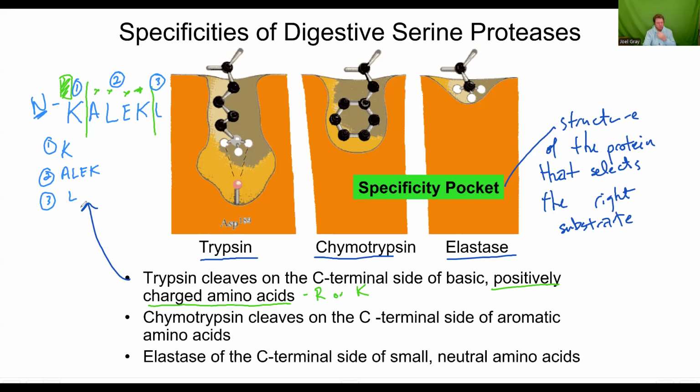So trypsin, as an example, is looking for that positively charged residue. Now, chymotrypsin and elastase, they all do kind of the same thing. They look for one specific residue and they cut after that, or one specific grouping of residues. And ultimately, this all boils down to what is in the specificity pocket. If we go back to trypsin, trypsin structurally.